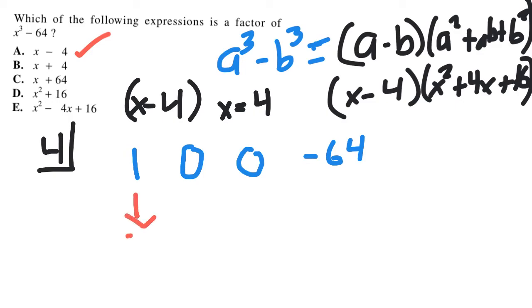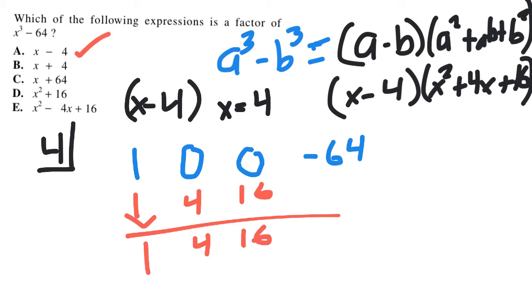We drop the first term. 1 times 4 is 4. 0 and 4 combine to give 4. 4 times 4 is 16. 0 and 16 combine to be 16. And 16 times 4 is 64. Negative 64 plus 64 is 0. So you see how I had a remainder of 0? That signifies that this is a root, which means this, x minus 4, is a factor.